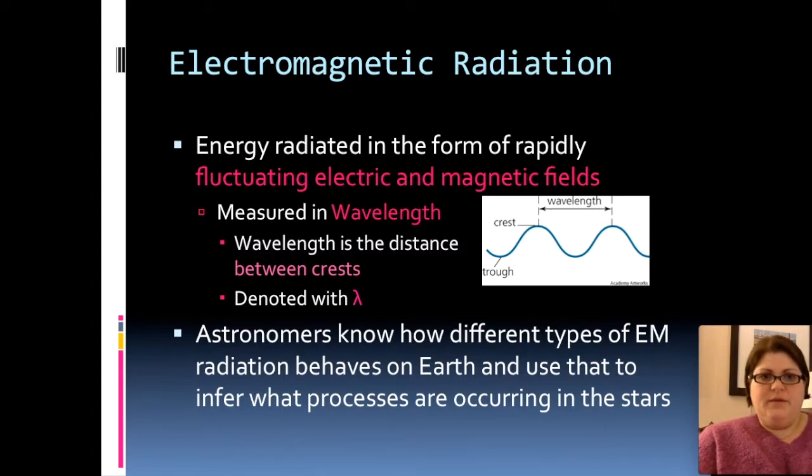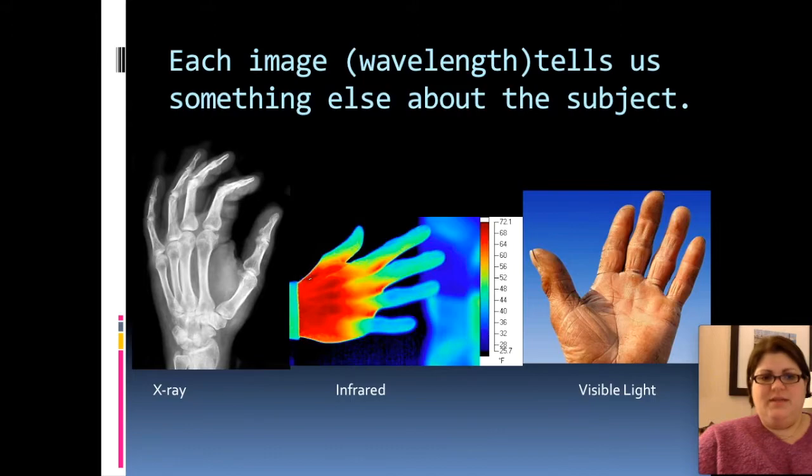In order to make those inferences, we have to gather evidence about different types of electromagnetic radiation. So we have lots of different kinds of telescopes that can collect different wavelengths of electromagnetic radiation. If we take a look, this is not from stars, but it's an example of what I'm talking about. Each of these 3 images were created using a different type of electromagnetic radiation.